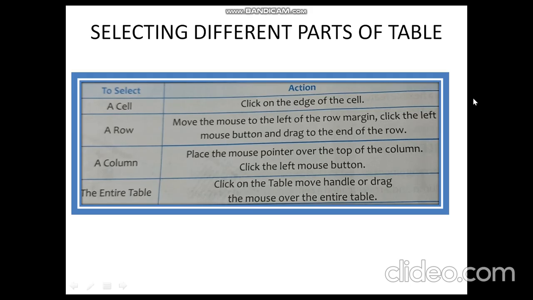To select a column, place the mouse pointer over the top of the column and click the left mouse button, and to select the entire table, click on the table move handle or drag the mouse over the entire table.